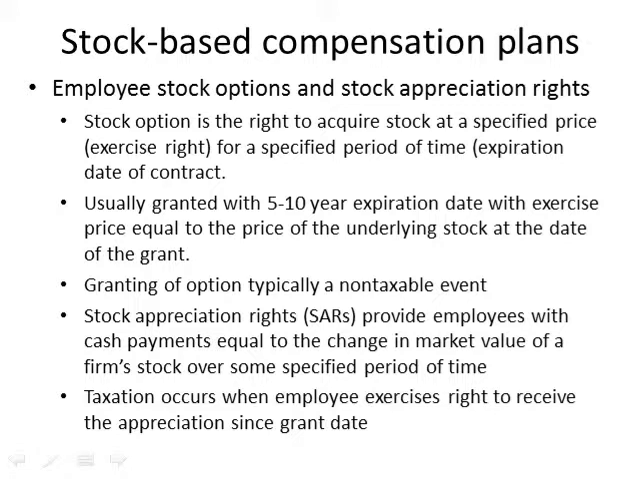So it's a contract. An option is a contract between the buyer and the seller that says, you're buying from me the right to buy stock at a certain price, the exercise price, and the period of this contract is for 12 months, we'll say. And so you can buy it at this price for the next 12 months. You don't have to, but you may. If you don't, you just let the option expire. Right? They're usually granted with a 5 to 10 year expiration date with the exercise price equal to the price of the underlying stock at the date of the grant, right?